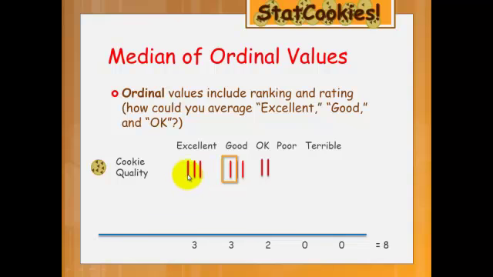What I'll do instead is count in to the median value, the middle value, just as I do with the cookies, half of the total measurement. So the total measurement here is 8, 1/2 of that is 4, 1, 2, 3, 4, and this is the median value. So the median rating of these cookies, this cookie quality, is good.